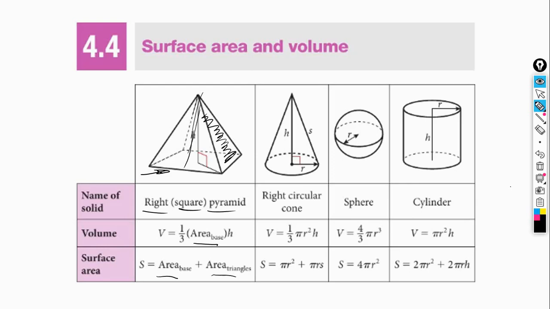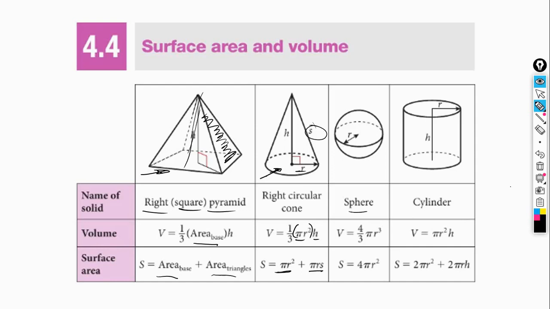Now, next we have the right circular cone, and notice that basically the formula for the volume is the same as the formula for the volume of the pyramid, because it's 1/3 area of the base, pi r squared, times the height. Now, pi r squared, as you know, is the area of this base, the area of a circle. The surface area is the area of the base, or the circle, plus the area of the surroundings, so to speak. So notice that it's pi times radius times s, which is this line that we can find using Pythagoras.